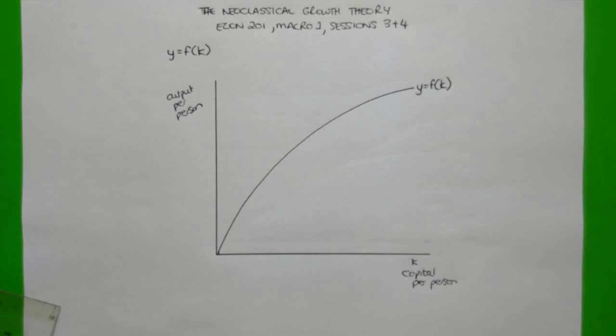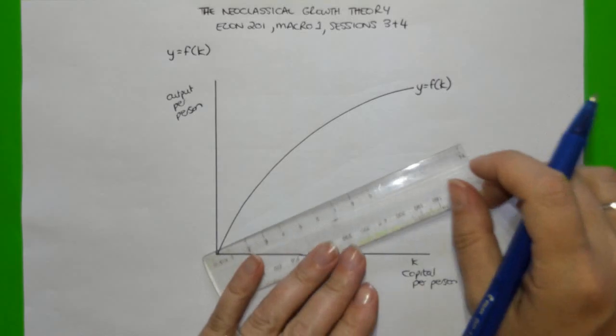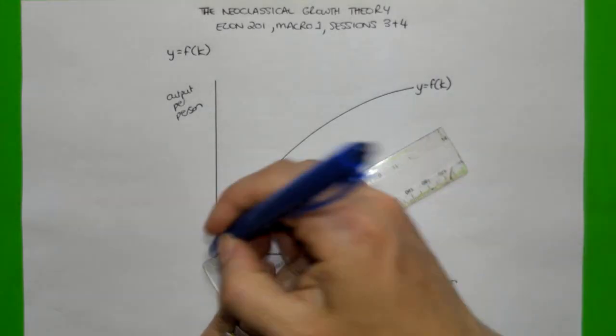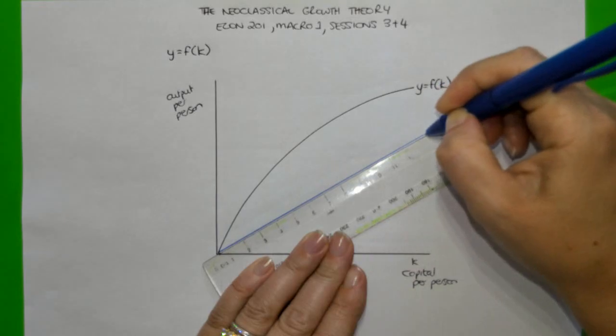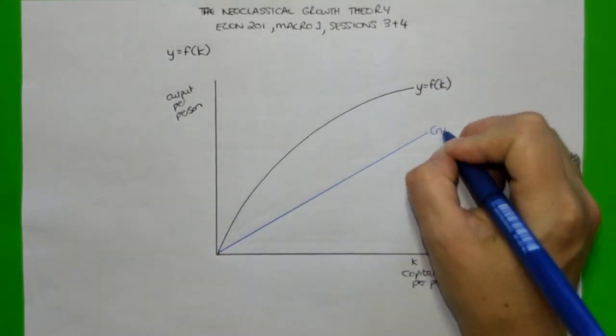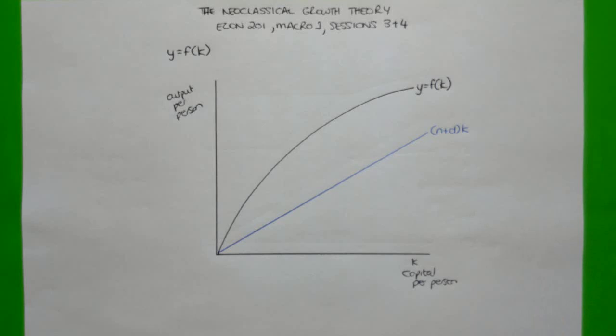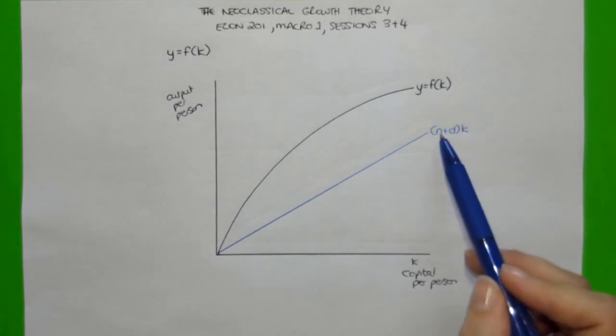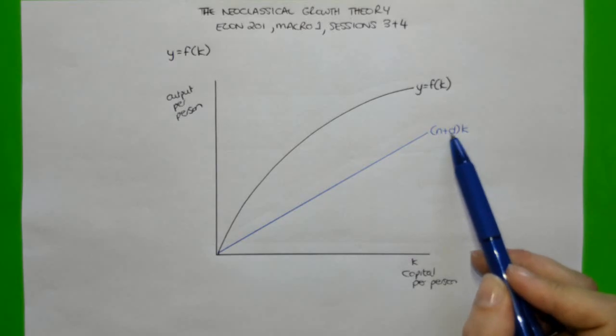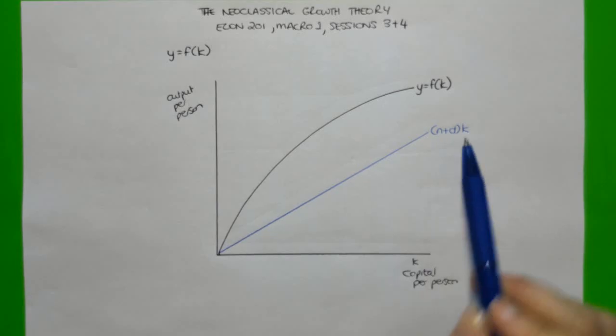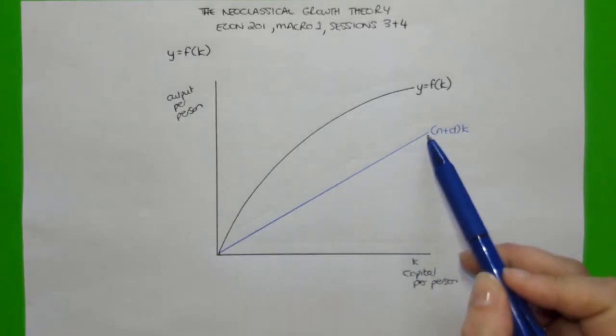The next thing that we considered was the investment requirement line, because we said to ourselves, okay, if we need to increase capital stock per person to increase output per person, what do we need in order to be able to increase capital stock per person? And what we need is investment. So our investment requirement line is a positively sloped line, and the amount of investment required is dependent on the population growth rate, denoted by a little n, and the depreciation rate of capital, denoted by a little d.